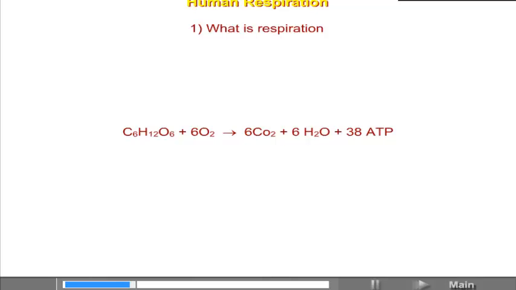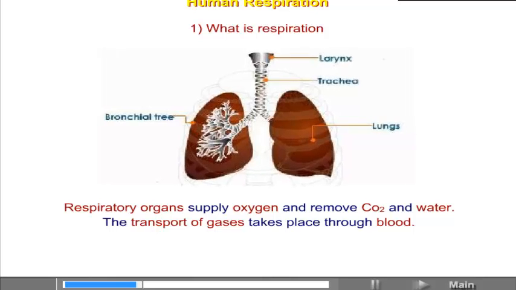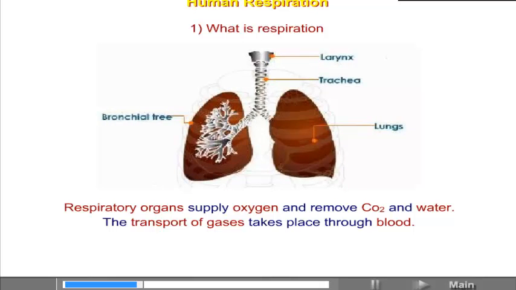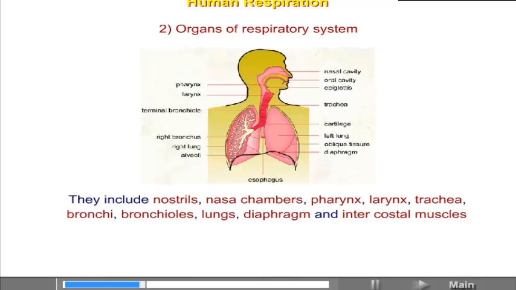C6H12O6 + 6O2 gives 6CO2 + 6H2O + 38 ATP. Respiratory organs supply oxygen and remove carbon dioxide and water. The transport of gases takes place through blood. Organs of respiratory system. They include nostrils, nasal chambers, pharynx, larynx, trachea, bronchi, bronchioles, lungs, diaphragm, and intercostal muscles.